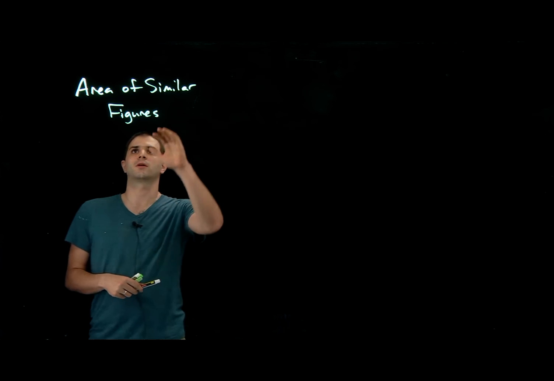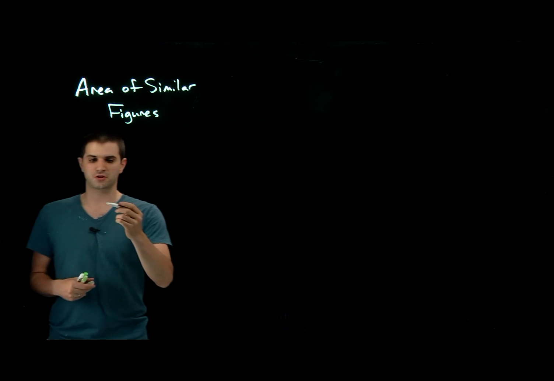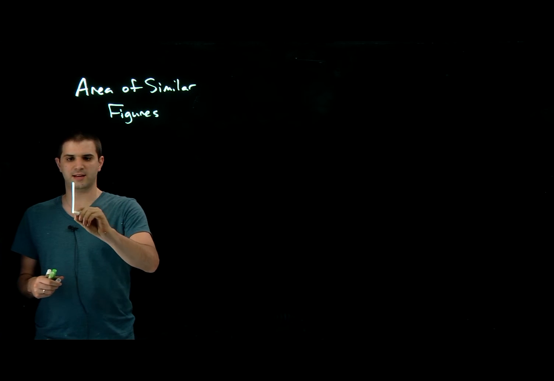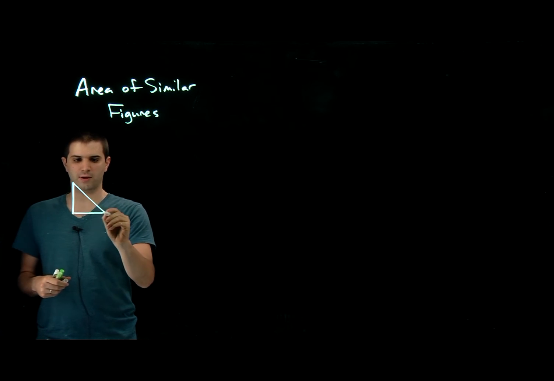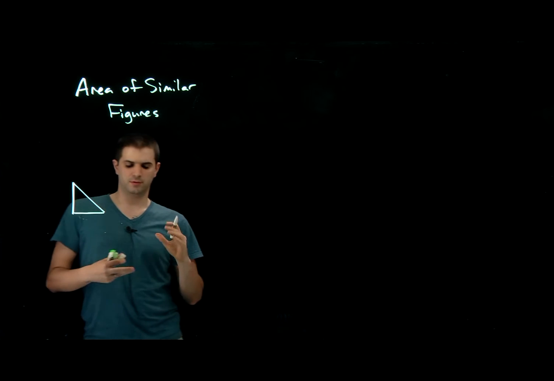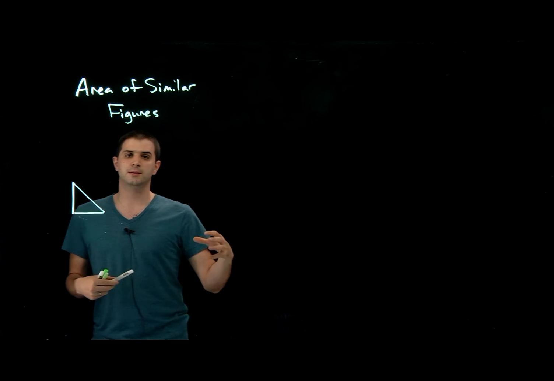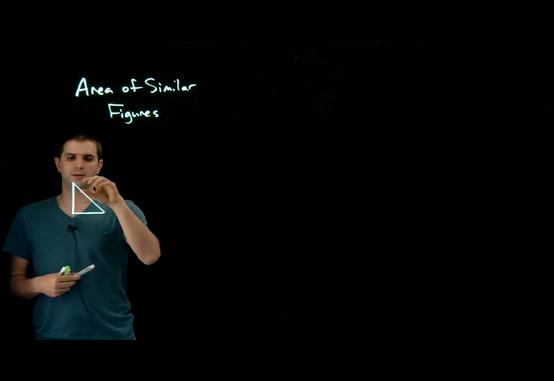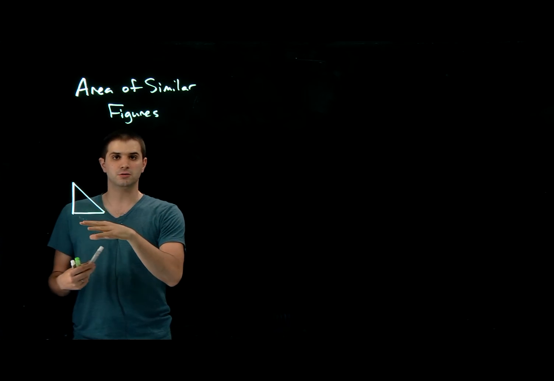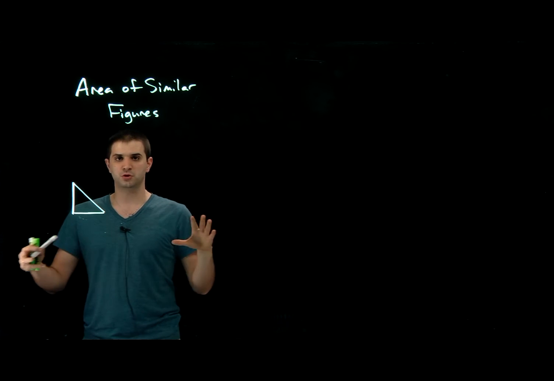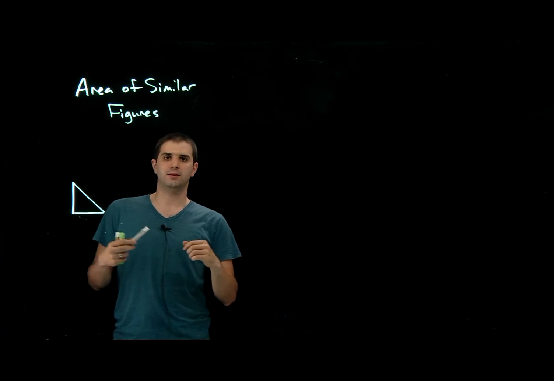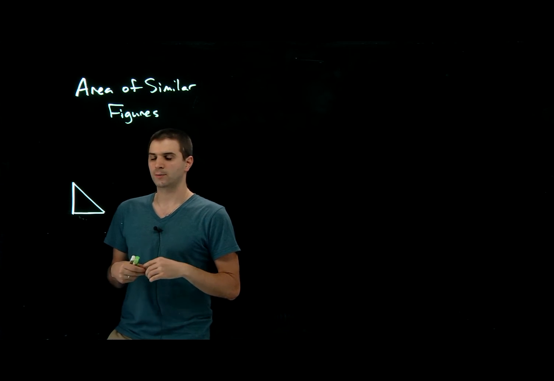Okay guys, in this video we're going to talk about area of similar figures. So what we've got here is, let's say we have a triangle. Now let's first talk about similar figures. Similar figures means the angles are congruent. Okay, we have two shapes. The angles are congruent and the side lengths are proportional.